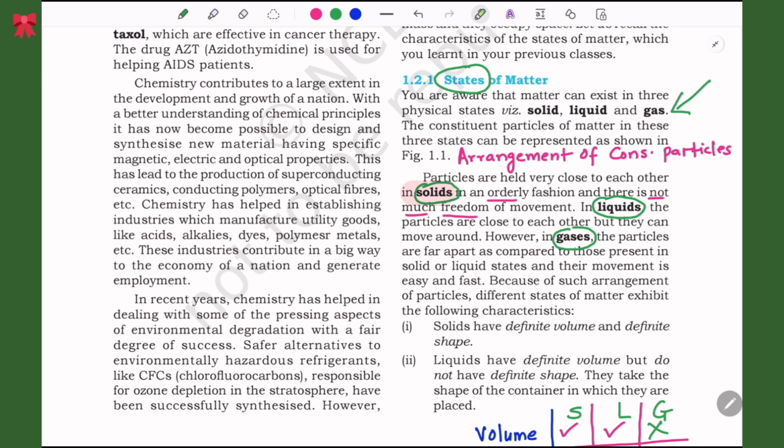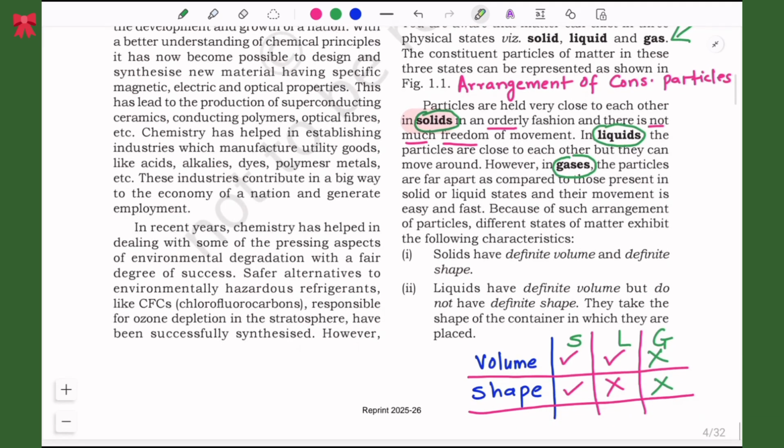And naturally the constituent particles in solid, liquid and gaseous states are arranged in a different way, and that is why their properties are also different. Why is water different in the form of ice, in the form of water, and in the form of steam? It is because the arrangement of water molecules is different in all the 3 states. Now, how are they arranged?